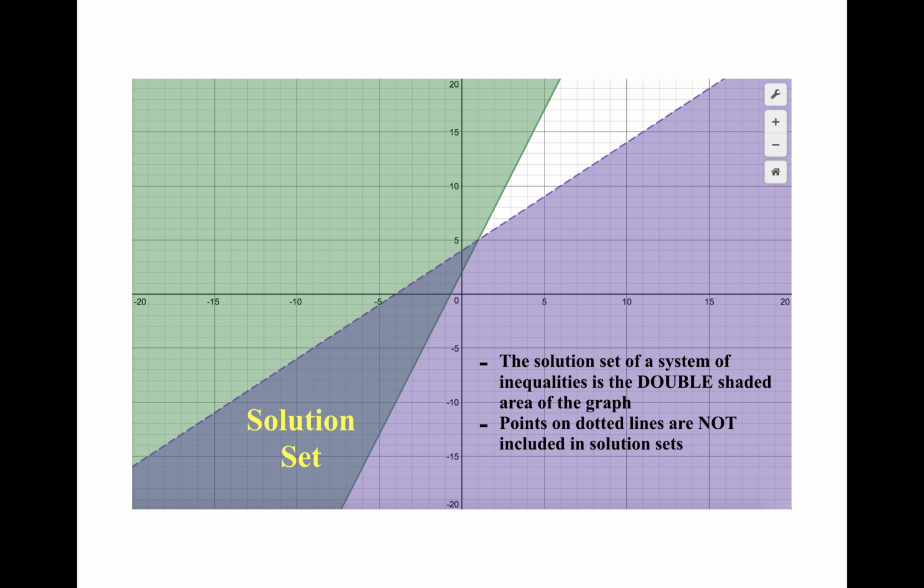The solution set of a system of inequalities is the area on the graph that has double shading. When choosing points that satisfy the system, you must not choose any points on dotted lines because they are not included. To be safe, your best bet is to choose points inside the solution set.